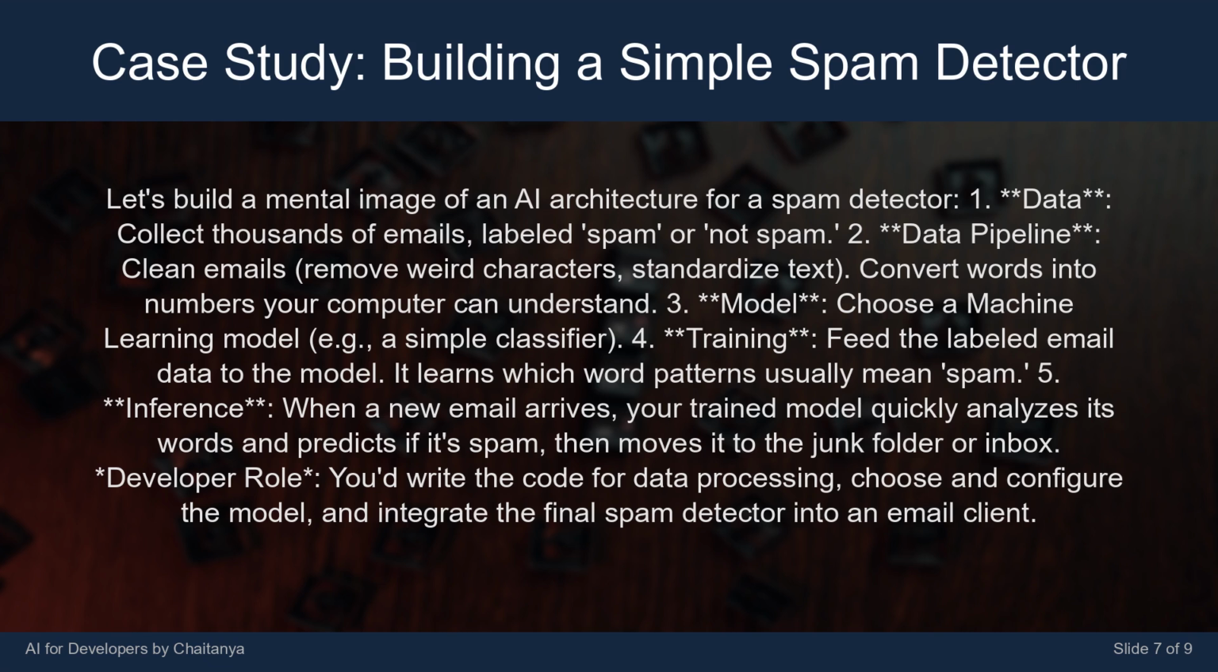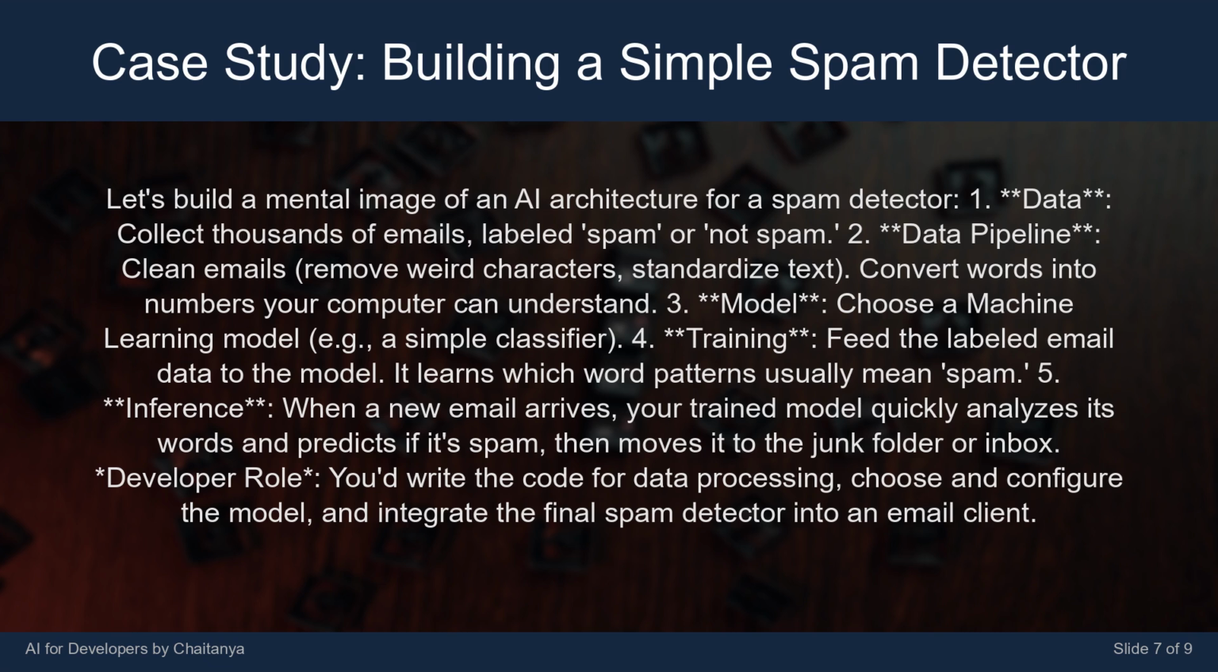3. Model. Choose a machine learning model, e.g., a simple classifier. 4. Training. Feed the labeled email data to the model. It learns which word patterns usually mean spam. 5. Inference. When a new email arrives, your trained model quickly analyzes its words and predicts if it's spam. Then it moves it to the junk folder or inbox.